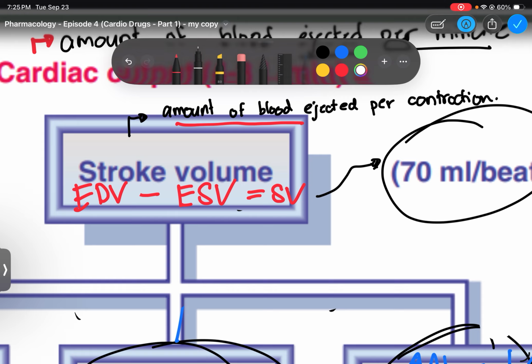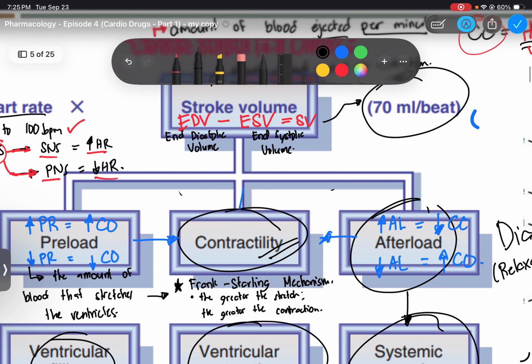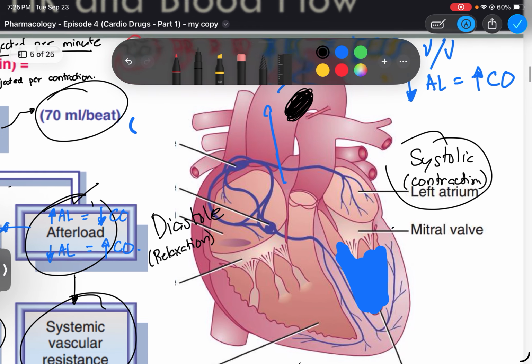So, what does this mean? When we say EDV, it means end diastolic volume, while ESV means end systolic volume. Now, let's talk about this while we are talking about the three factors that contribute to our stroke volume, namely our preload, our contractility, and our afterload. Let's discuss. Here we have a model of the heart.